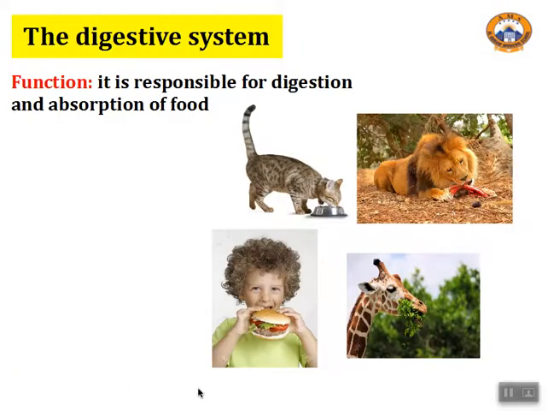Now, let's start talking about the digestive system. What is the function of the digestive system? We said that the digestive system helps in the digestion and absorption of food. All the living organisms eat food, but this food has to be broken down or digested inside the digestive system, and then after it's digested, it has to be absorbed by the blood to go everywhere in the body. The function of the digestive system is digestion of food and also absorption of food.